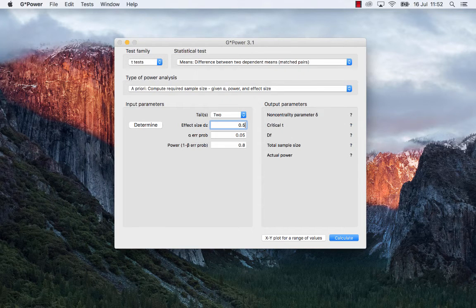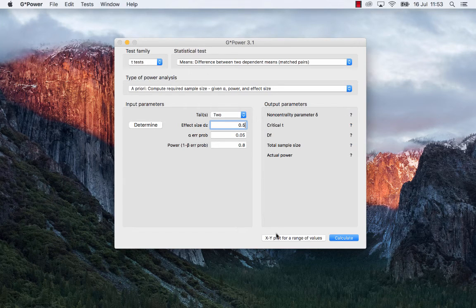But if you believe that in order to improve their academic performance, you actually need to improve their memory by a medium effect size, then you will more likely be looking at detecting an effect size that's of the medium range.